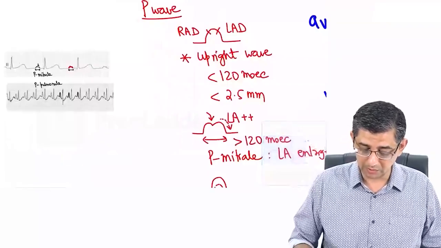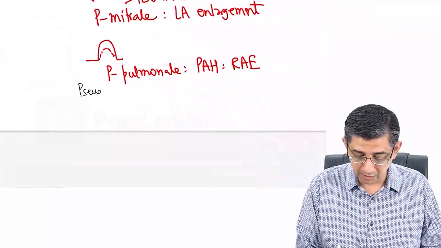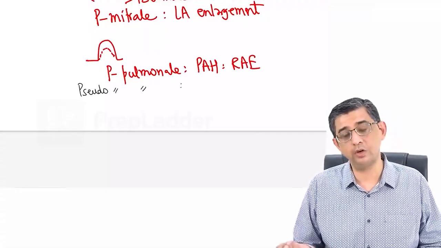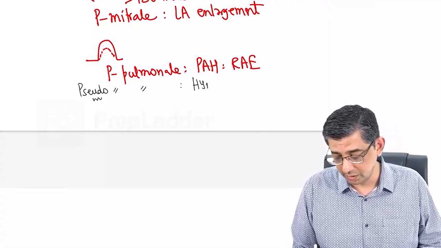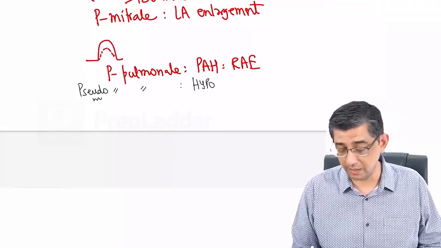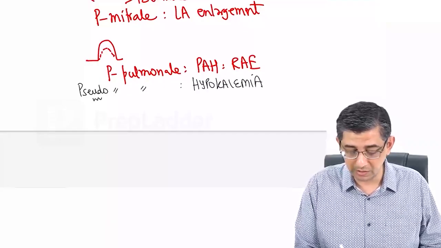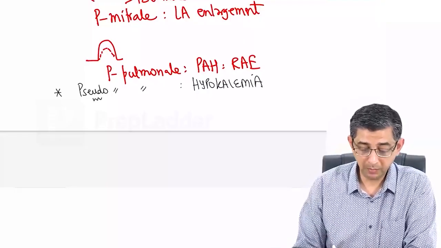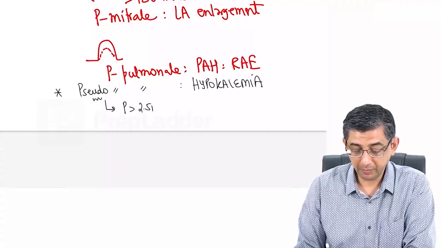Let's look at one more such minor finding which is to be remembered. The question asked in one of the NEET exams was: pseudo P pulmonale is found in. Now, a lot of guys casually read it and thought it is P pulmonale. If you go through the electrolyte imbalance part, the ECG changes in hyperkalemia and hypokalemia, I have highlighted this statement of mine. Pseudo P pulmonale as a feature of hypokalemia basically means that the P wave vertical height will be more than 2.5 millimeters.